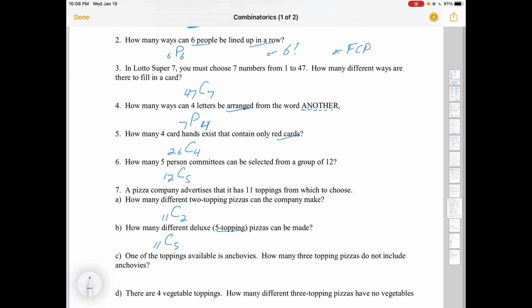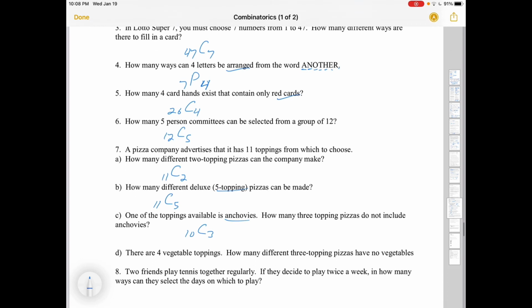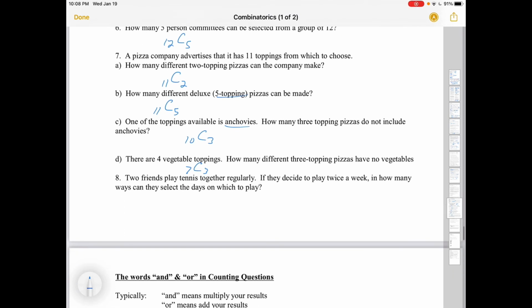One of the toppings available is anchovies. How many 3-topping pizzas do not include anchovies? Instead of having 11 to choose from, now you've only got 10 to choose from, and you'll have 10C3. There are 4 vegetable toppings. How many different 3-topping pizzas have no vegetables? There are 4 vegetable toppings, so there are 7 non-veggie toppings, and you're choosing 3 toppings: 7C3.